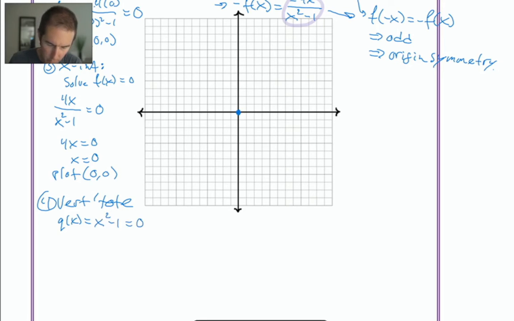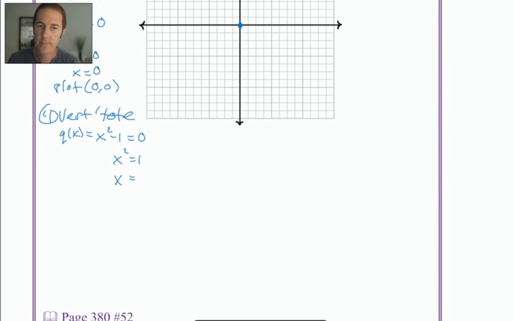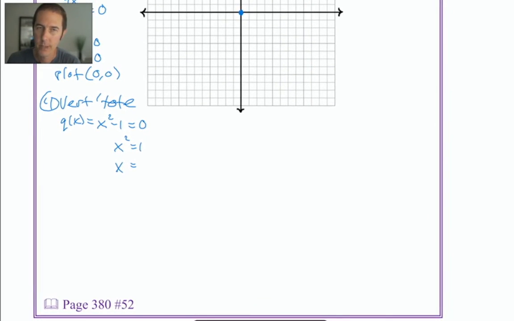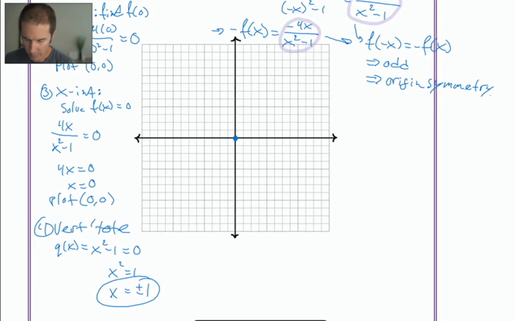We'll add 1 to both sides. Take the square root of both sides, and what's the square root of 1? Careful. There are two answers. The answer is plus or minus 1. So we have two vertical asymptotes. One is at positive 1 and the other is at negative 1. I'm going to graph those right away before I forget.